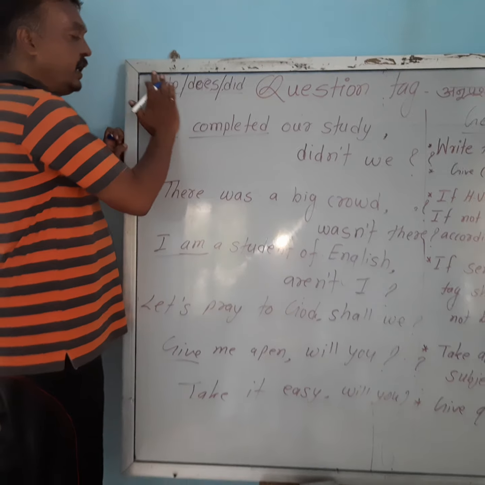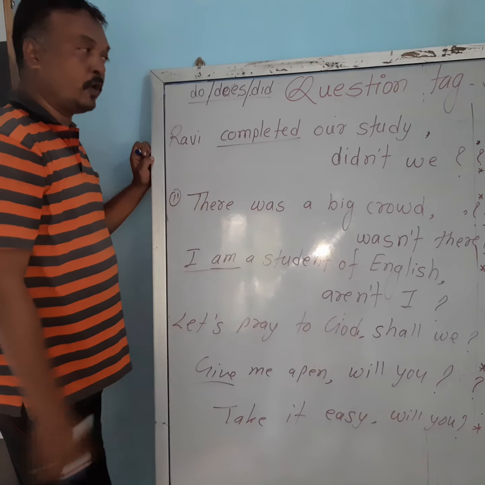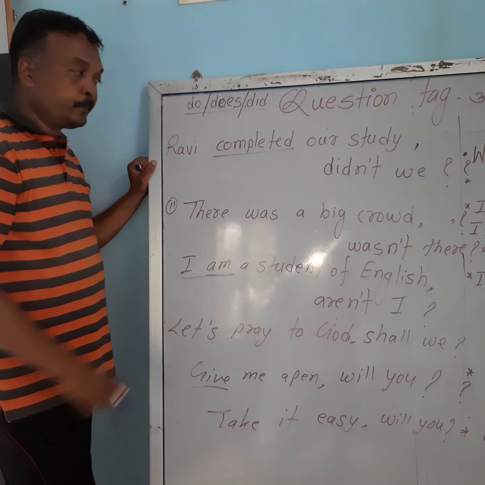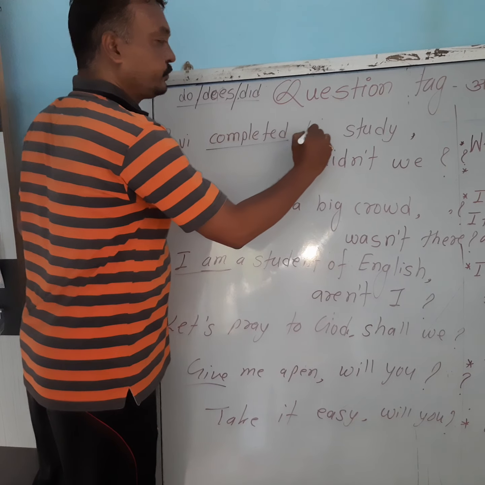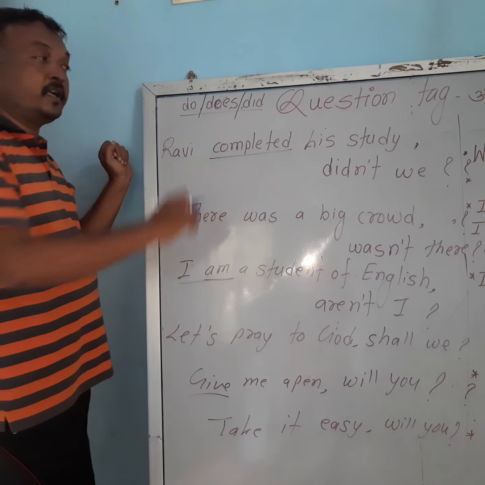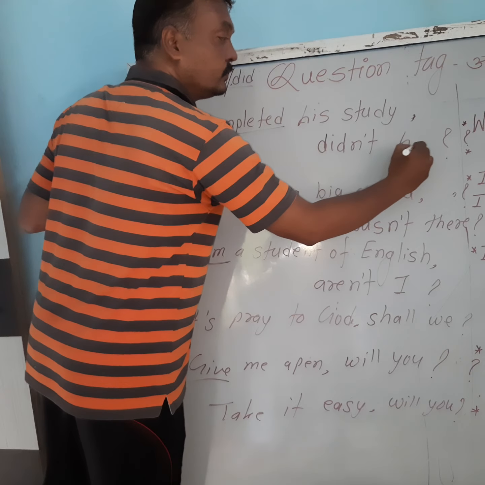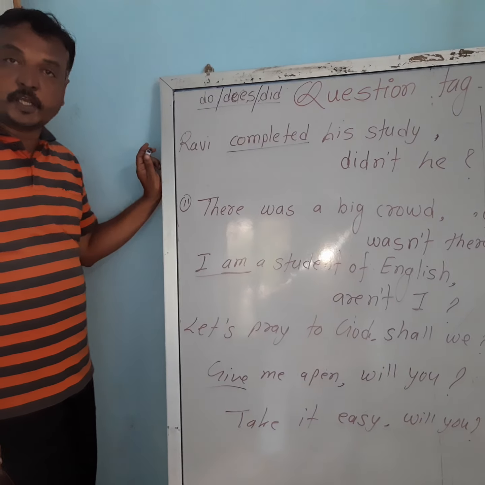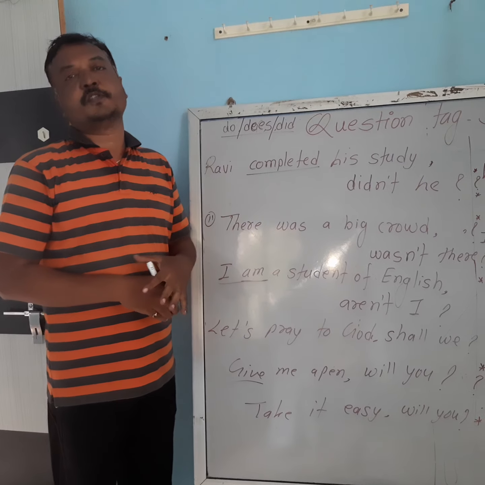Suppose instead of we, the sentence is: Ravi completed his study. So what is the change in the sentence? Ravi completed his study. So what will be the change? Didn't he.